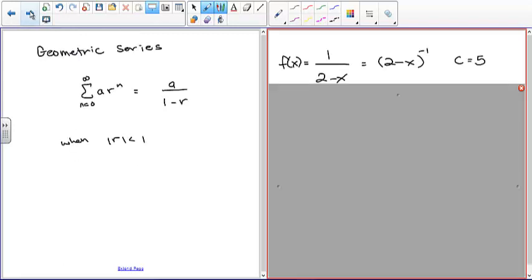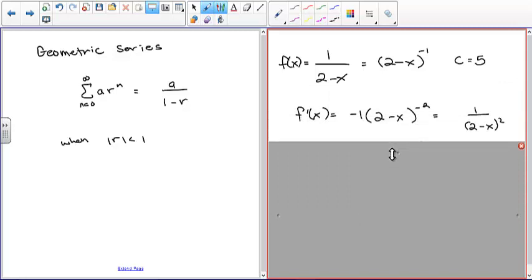So the specific problem is 1 over 2 minus x, and we're going to let c equal 5, which means we're going to center it around x equals 5. We can center the series around any number. If you center it around c equals 0, then it's a Maclaurin series. So this is a Taylor series because we're going to evaluate the derivatives at x equals 5.